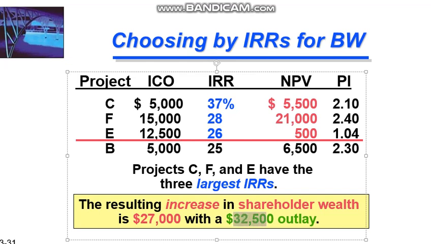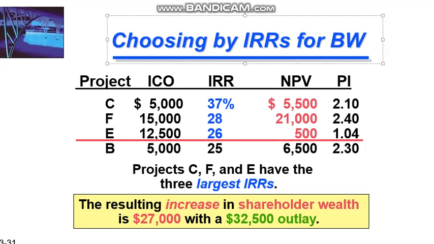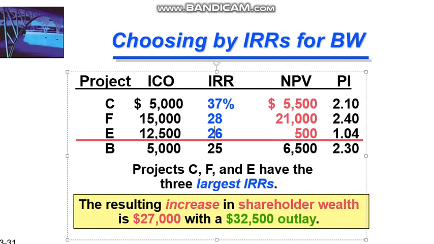Now through ICO, the initial cash outflow, we see the resulting increase in shareholder wealth, right? We are spending 32,500, right? ICO, initial cash outflow, shows that, and what we are getting in NPV is a total of 27,000, right? If we add the NPVs of the projects, 5,500 and 21,500, we get 27,000 on the basis of IRR, because we ranked the projects on the basis of IRR, right? The highest IRR comes first.